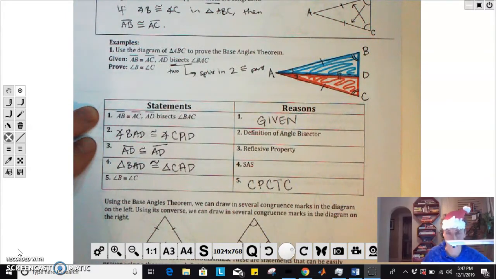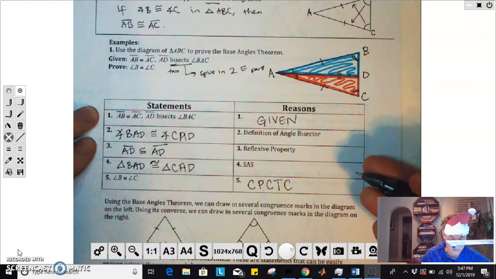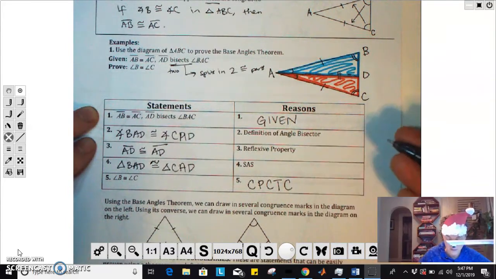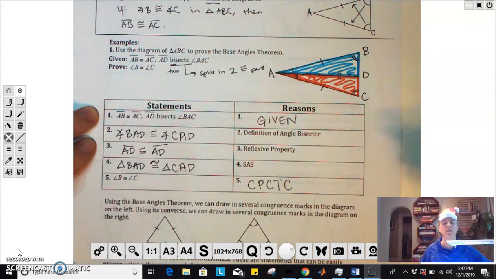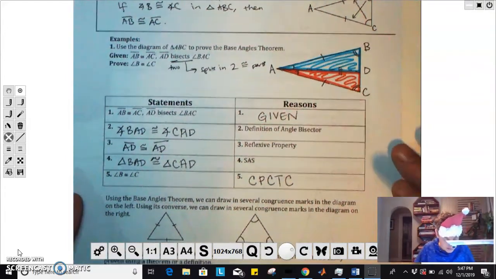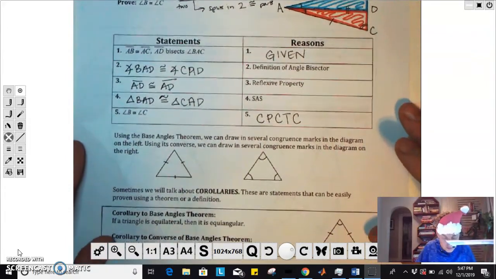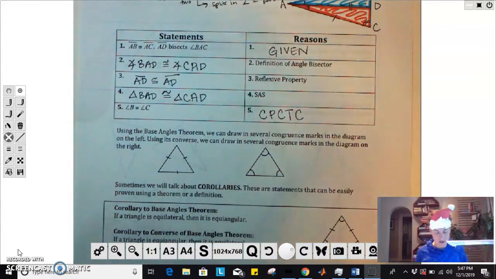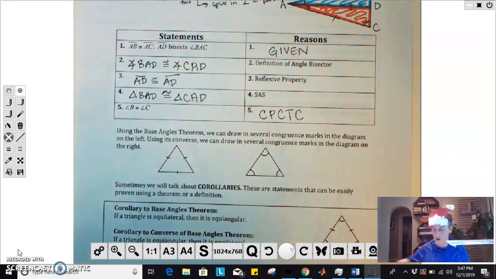We used our measuring tools and we did a proof. So we know beyond a shadow of a doubt this is accurate. Alright, well, what can we do with this? Using the base angles theorem, we can draw in several congruence marks in the diagram on the left. Using its converse, we can draw in several congruence marks in the diagram on the right. Whoa. Let's see what we can do.